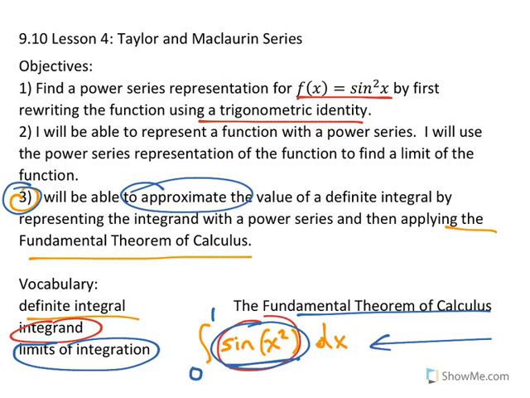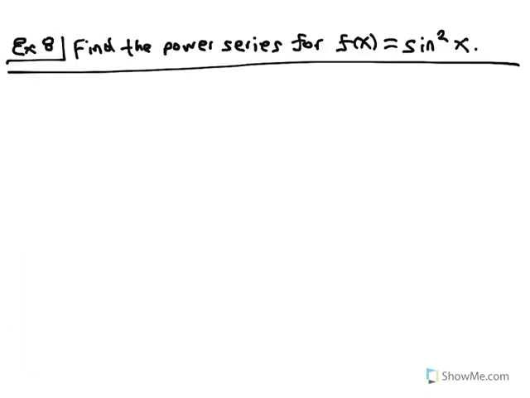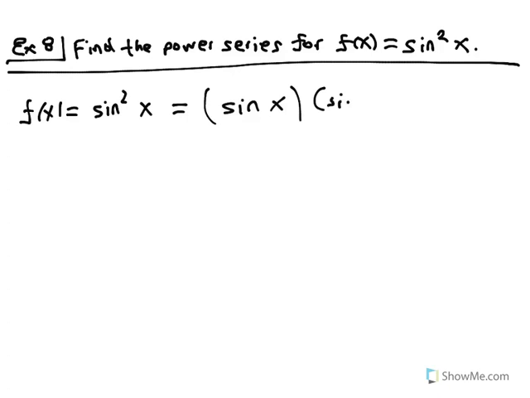We'll see that in Objective 3. So now we will begin with Objective 1, finding a power series representation for f of x is equal to sine squared x by first rewriting the function using a trig identity. Example 8, find the power series for f of x is equal to sine squared x. Now make sure you understand that the function is sine squared x, which means you actually have sine x times sine x. So how do we do this?